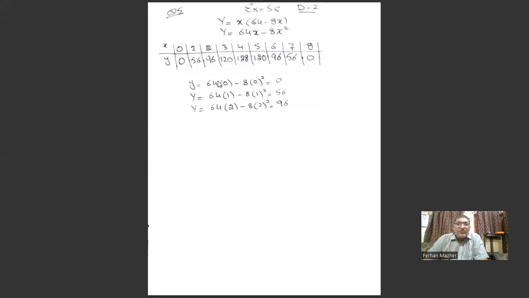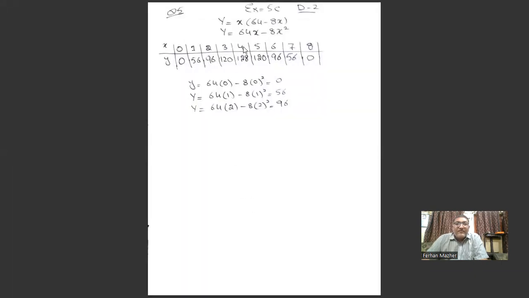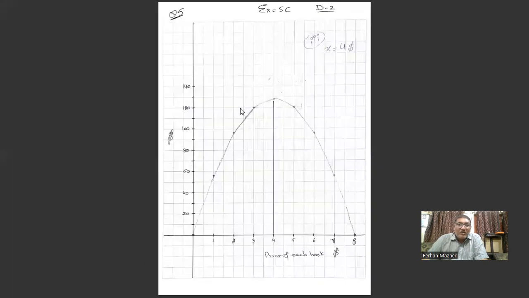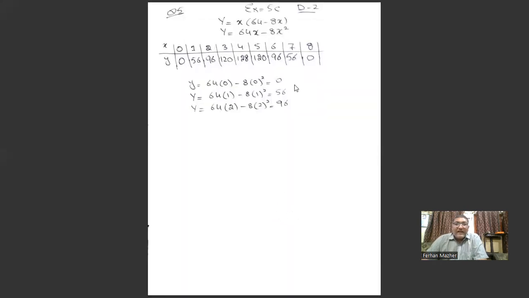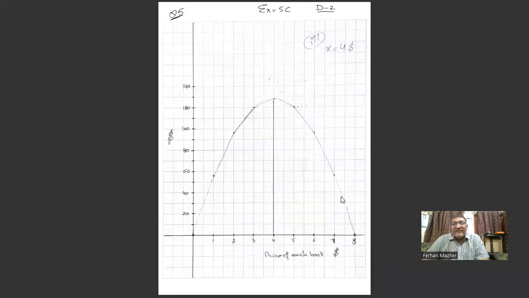Then at 2, you will have a dot of 96. So at 2, we will put the dot of 96, and then you have 3. At 3, you have the dot of 120, and at 4, you have a dot of 128. At 5, you have a dot at 120, and at 6, you will have 96. We put that dot. At 7, you will have 56, and at 8, you will have 0.